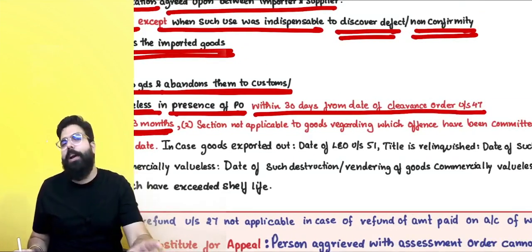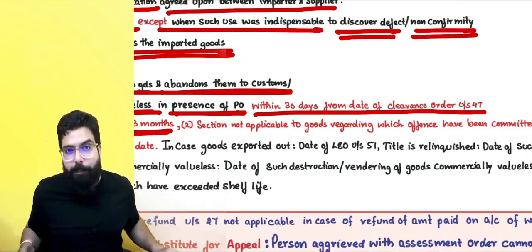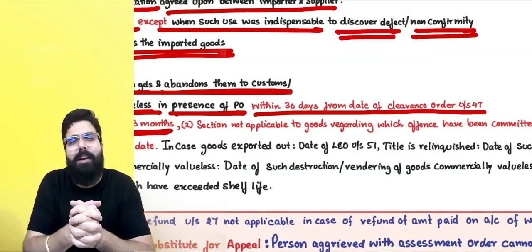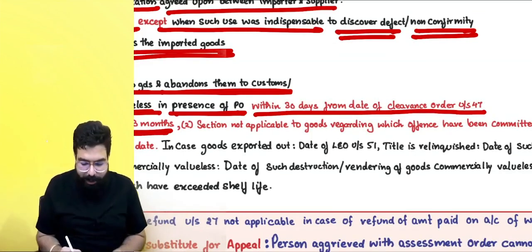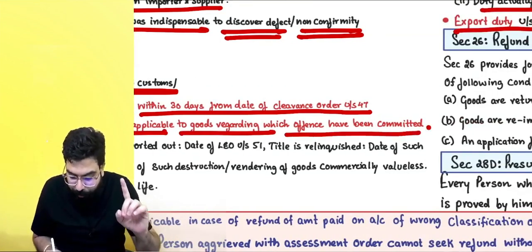And this section is not applicable. You can't say, whatever duty I have paid, give my duty back. These guns I have got... Baba, offensive goods and so on, in that case refund of duty is not there. The section is not applicable to goods regarding which an offense has been committed.